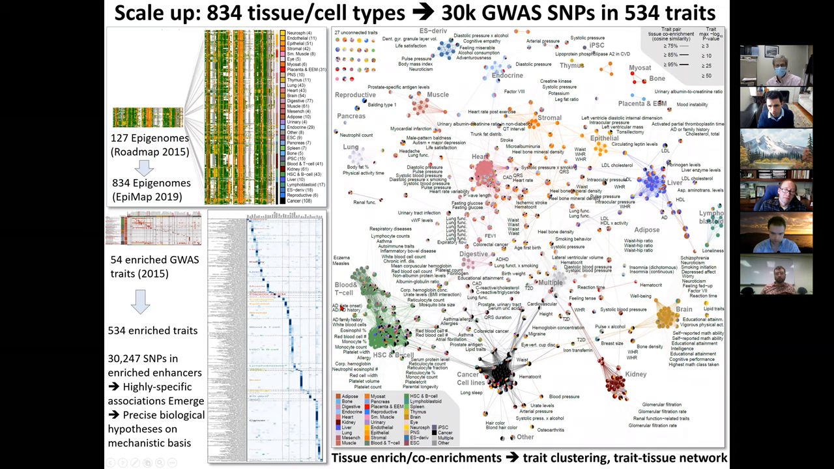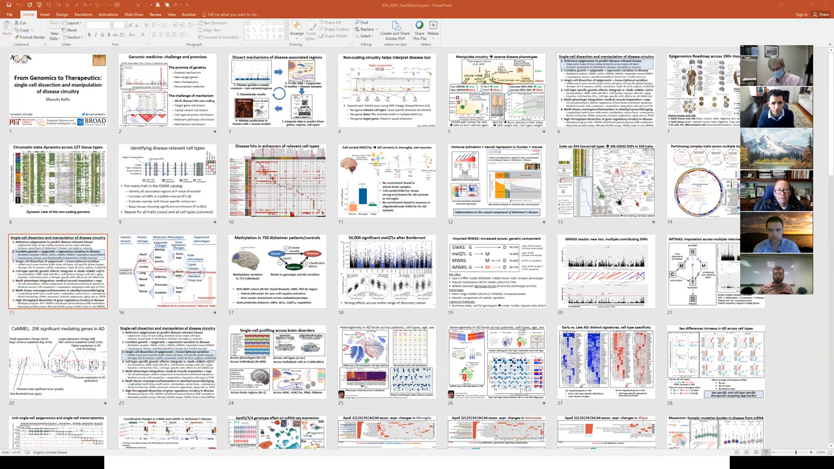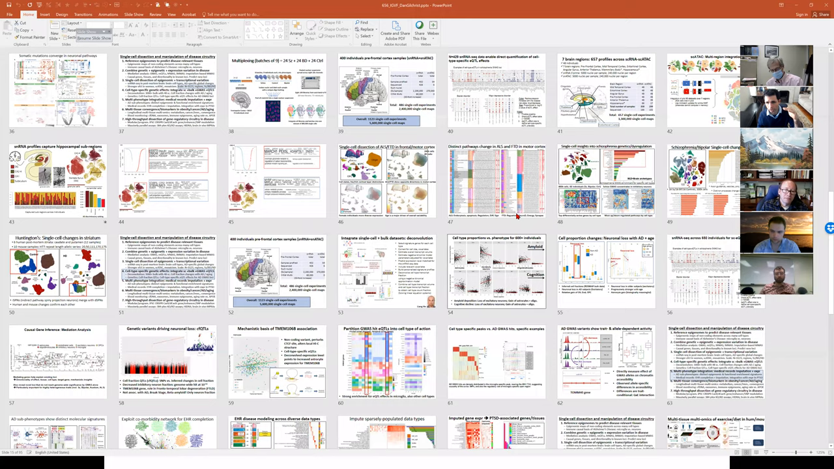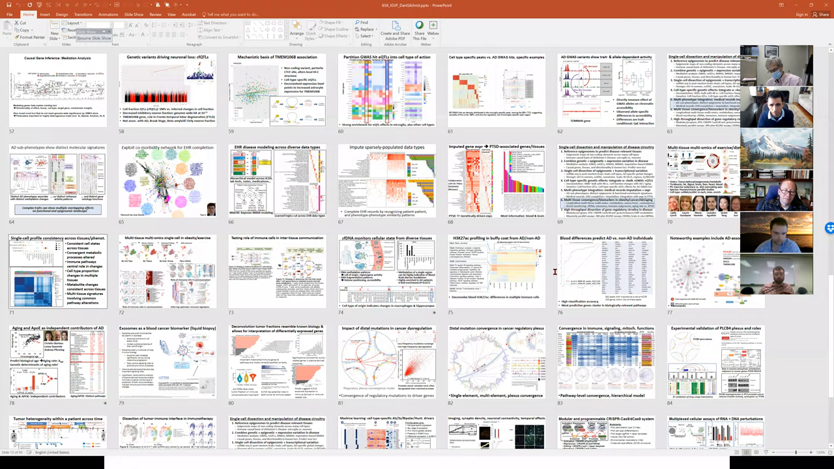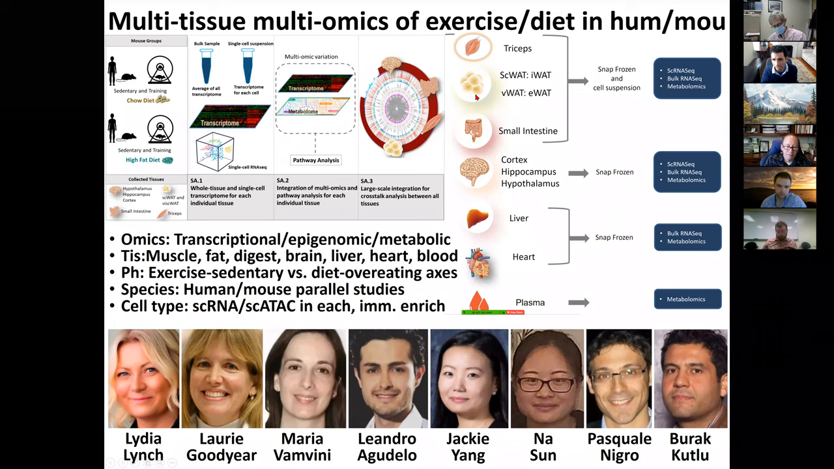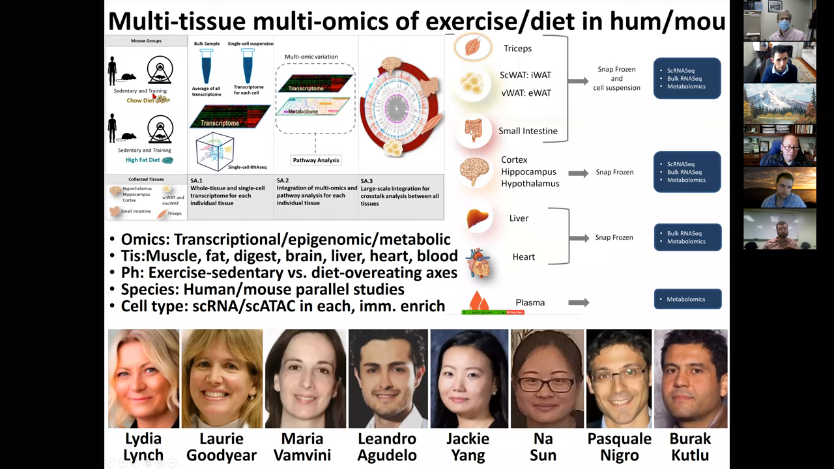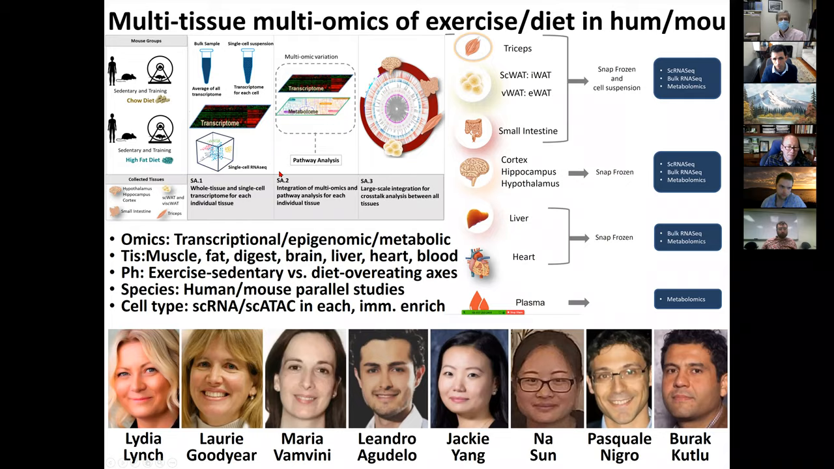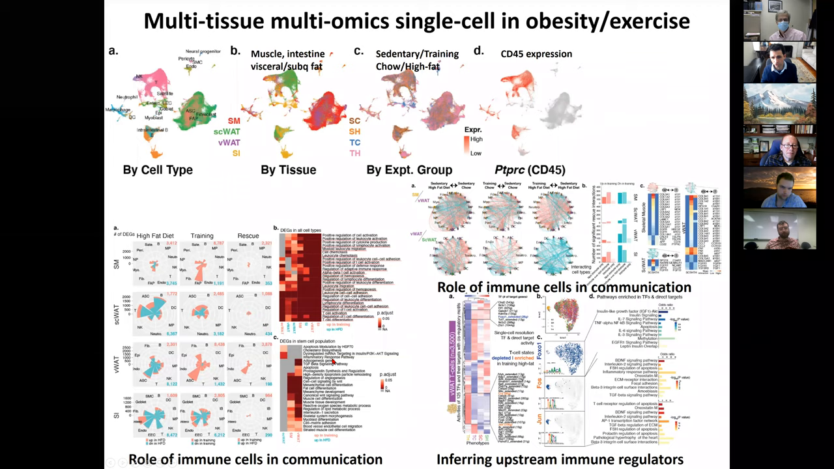So what we're finding is in the context of Alzheimer's, I mentioned this already, and in the context of metabolism, I want to jump very briefly to our work on metabolism here. What we're basically doing is profiling the changes that are happening at the single cell level across multiple tissues in human and in mouse that are associated with sedentary and training, as well as high fat diet and lean diet. And in both cases, what we're finding is that these immune cells are in fact mediating many of these changes.